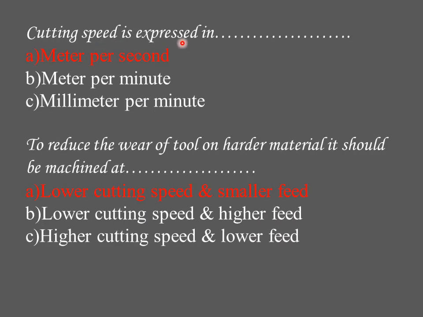Here we will discuss the next question. Cutting speed is expressed in meter per second or millimeter per minute. Always, cutting speed is meter per second. To reduce the wear of the tool on a harder material, it should best be machined at a lower cutting speed and smaller feed, not at a higher feed.